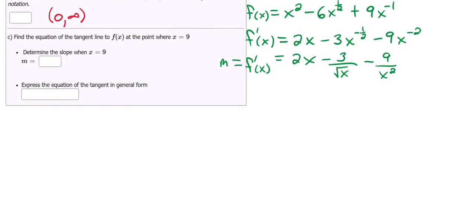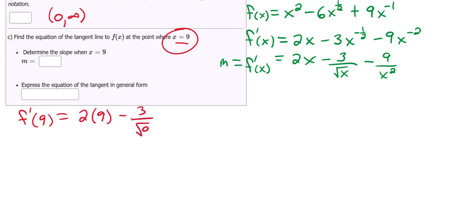Now, find the equation of the tangent line to f of x where x is equal to 9. And you might be thinking, oh, we got to do that limit thing again, right? But we don't. We now have an equation for the slope at any given point, right? So we know x is equal to 9 now. So let's do this. F prime of 9. This will tell me the slope when x is 9, is equal to 2, and then instead of an x, I'm going to put a 9 in there, minus 3 over the square root of 9, minus 9 over 9 squared.